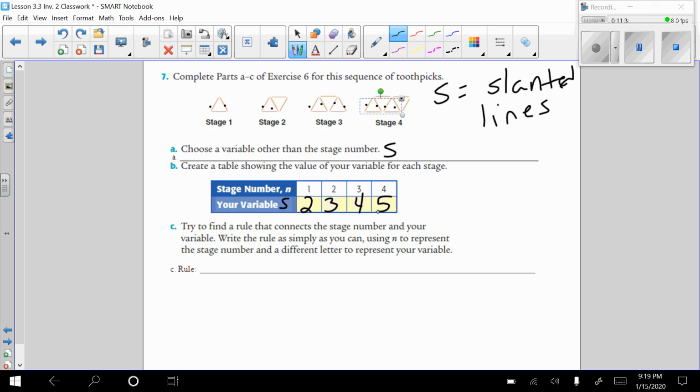Now, try to find a rule that connects the stage number and my variable. I said my variable represents the slanted lines. So what could be a rule I could write? If you look at the change from stage 1 to stage 2, it went from 2 to 3. It only increased by 1, so that's my N. What do I do if I put 1 in for N to make it equal 2? I have to add 1 to equal the number of slanted lines. So what that represents is that the number of slanted lines is the stage number plus 1.